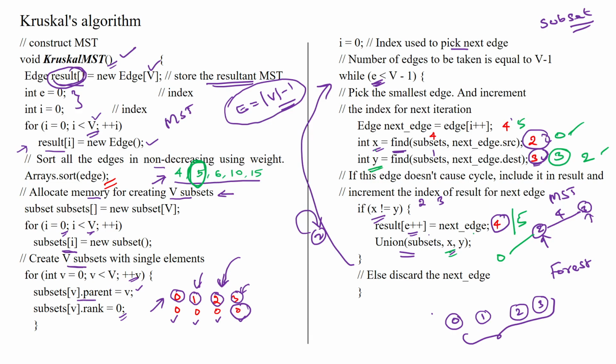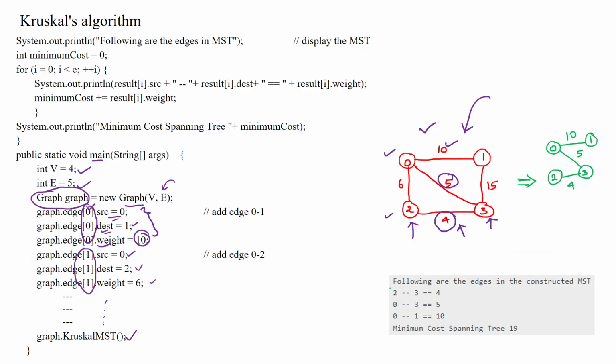Here we can add these edges one by one like this, if it is not forming a cycle. So finally we will get the minimum spanning tree like this: 0 to 3, here 2 to 3, here 0 to 1. Total cost is 19. You look at that, 4 plus 5 plus 10, we are getting 19.